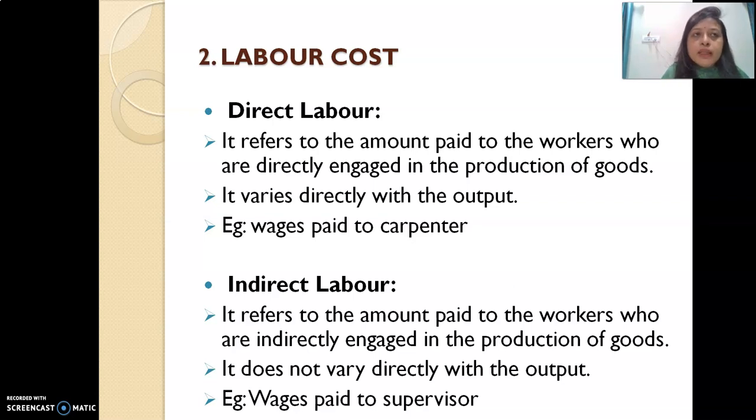Again, for example, the wages paid to the watchman. The watchman is giving safeguard to the factory where the production is going on. So he is also indirectly related with the production. So the payment made to the watchman will come under indirect labor.